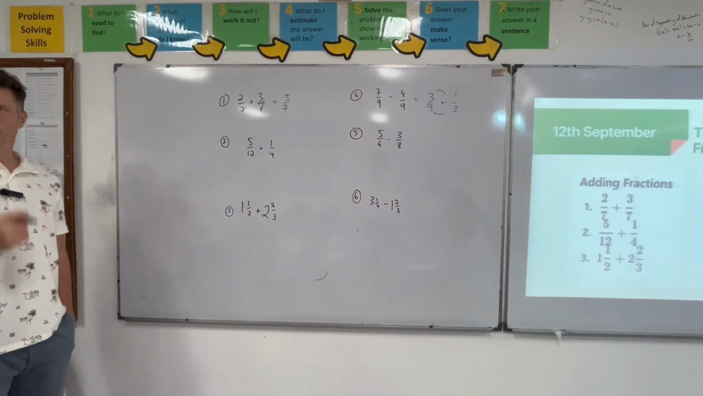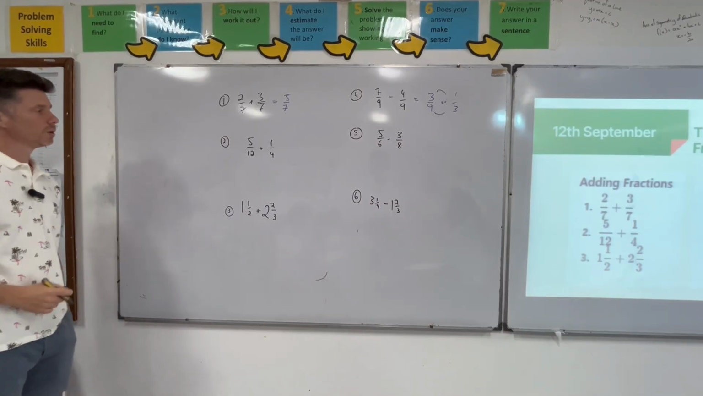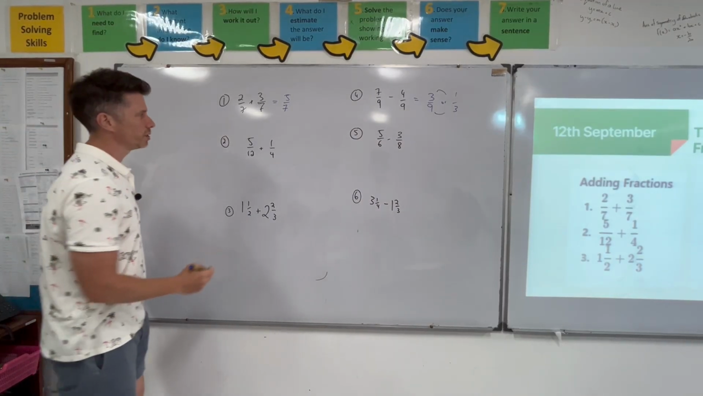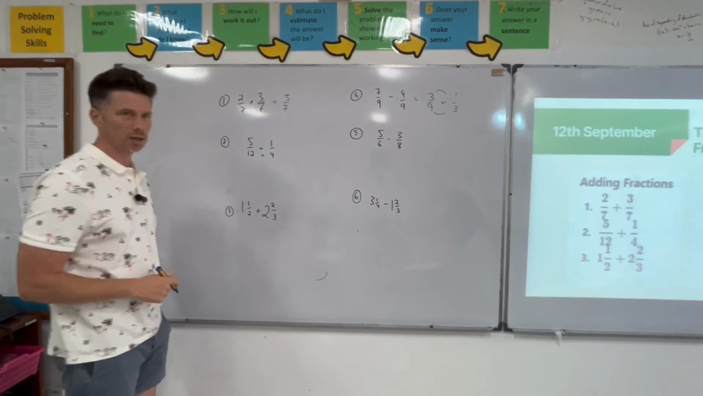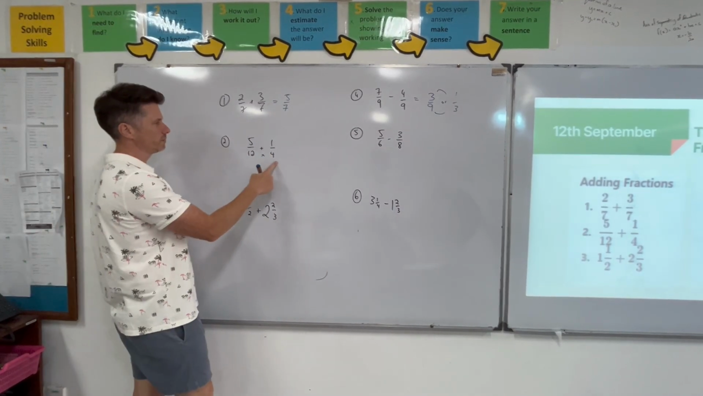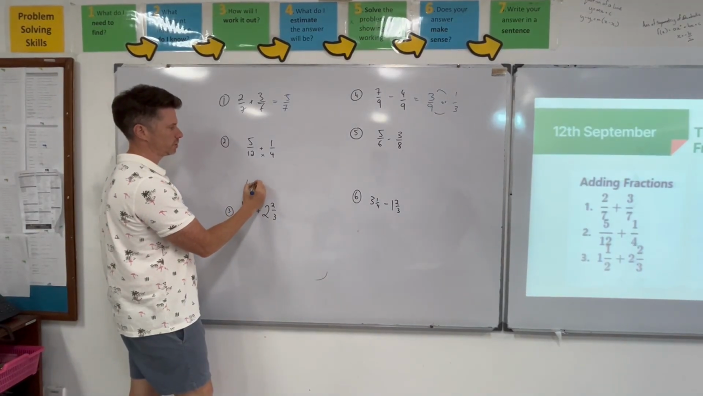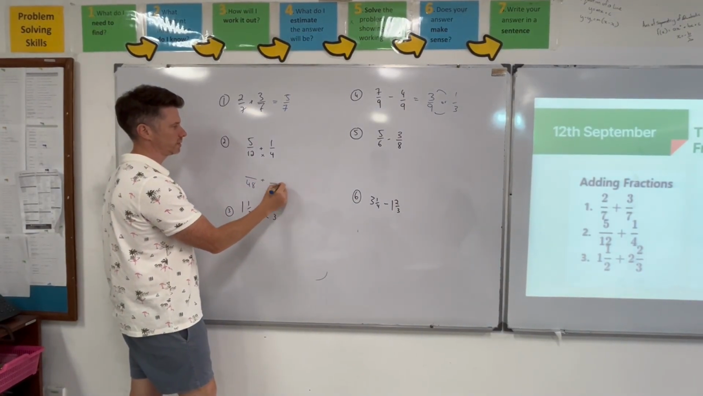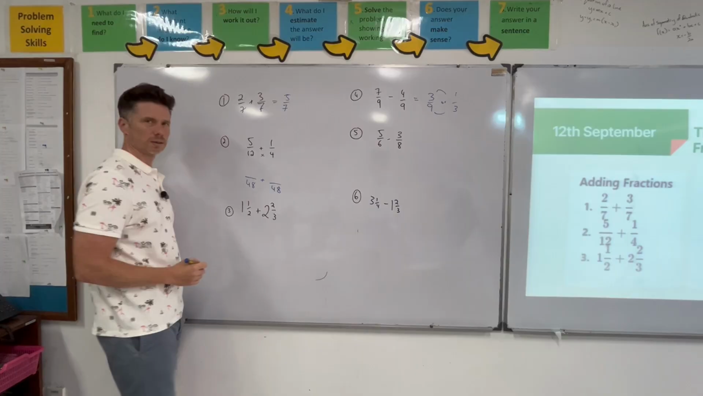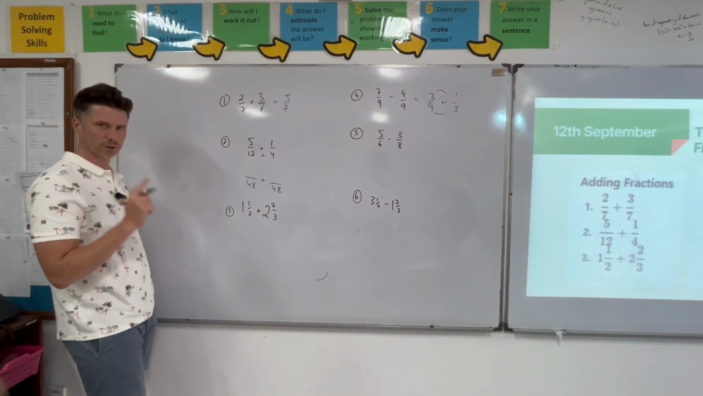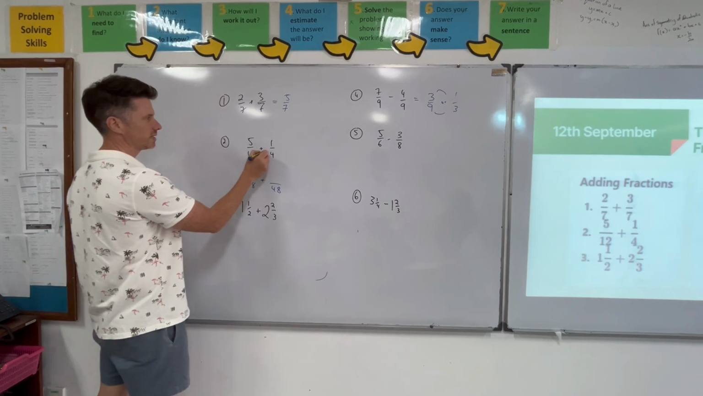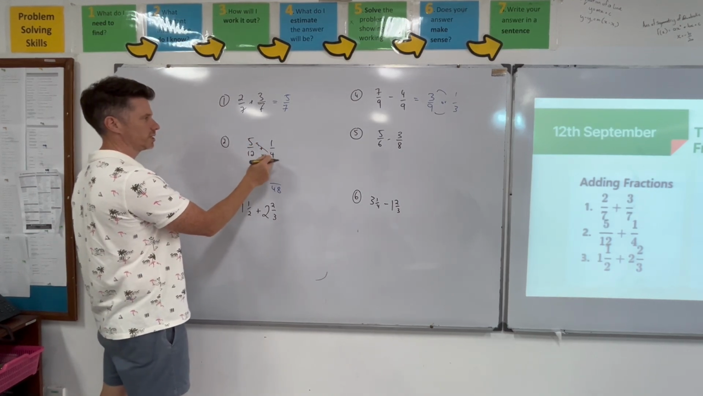Okay, so for this one, cross multiply method. First thing you're going to do is multiply the two denominators to get the common denominator. So 12 times 4. That's your first multiplication, and you write that as your denominator for the new fractions created.